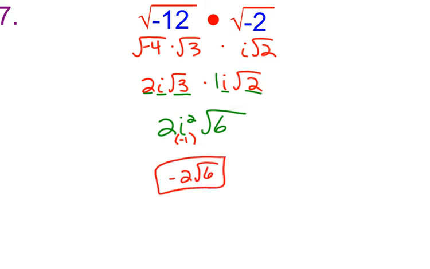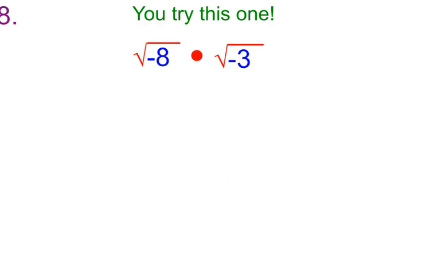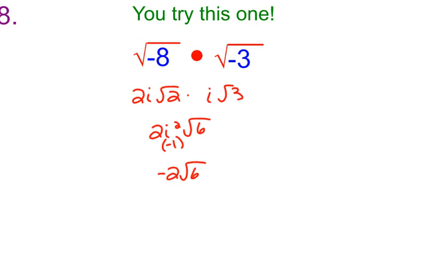You guys try number 8, please. Hopefully when you broke down the square root of -8, you got 2i root 2 times i root 3. So you would have 2i squared root 6. Remembering that i squared is -1, we have -2 root 6. Strange that we got the same answer as our last problem, right? Because they were totally different problems, but it did work out to be the same.